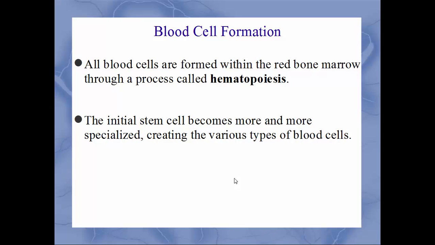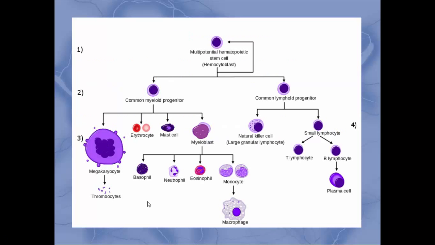Alright, all blood cells, no matter if they're red or white or platelets, are all formed in the red bone marrow through a process called hematopoiesis. Now, that initial stem cell will become more and more specialized and will form various types of blood cells. Now, before you panic, no, I'm not going to ask something like this on a test. This is more for informational purposes.